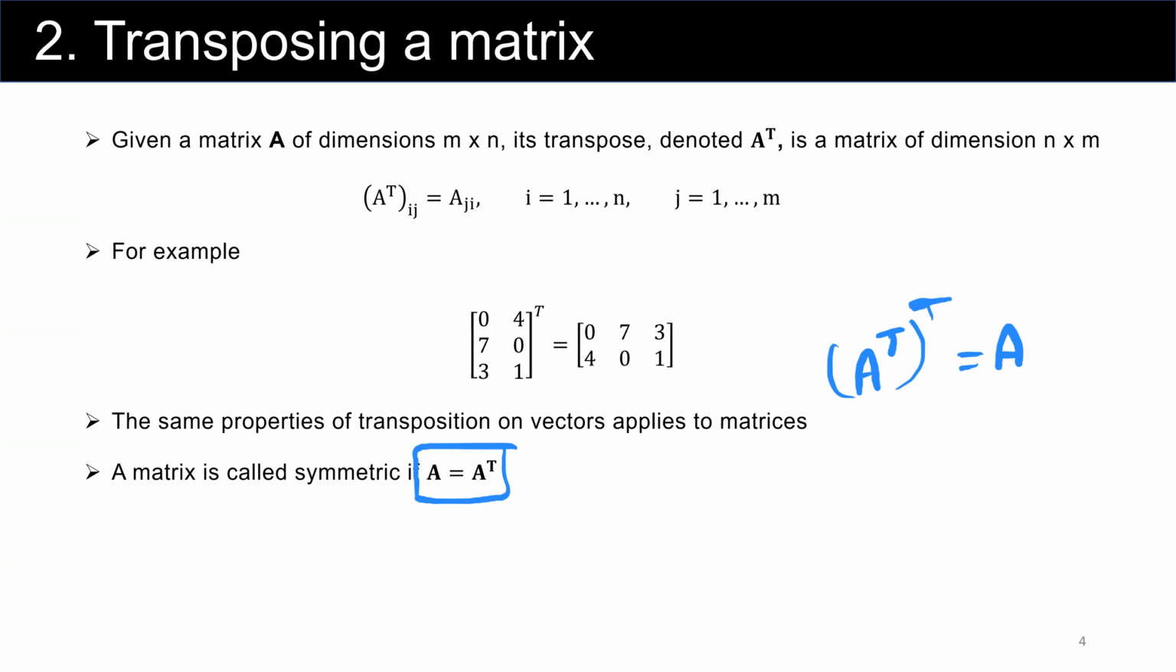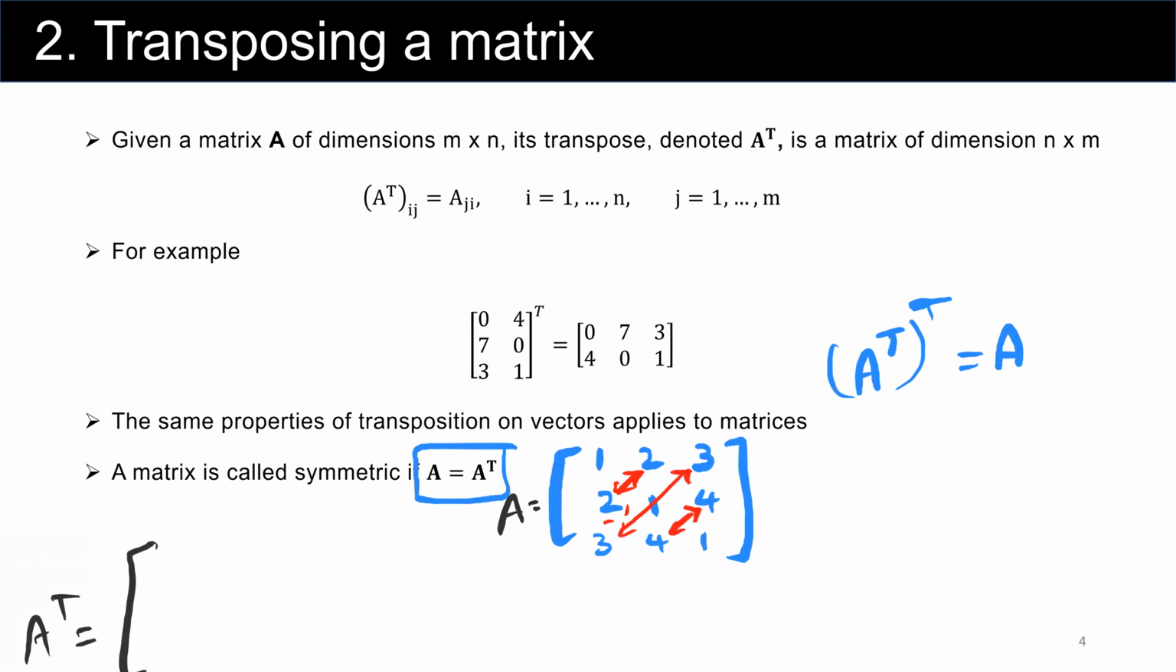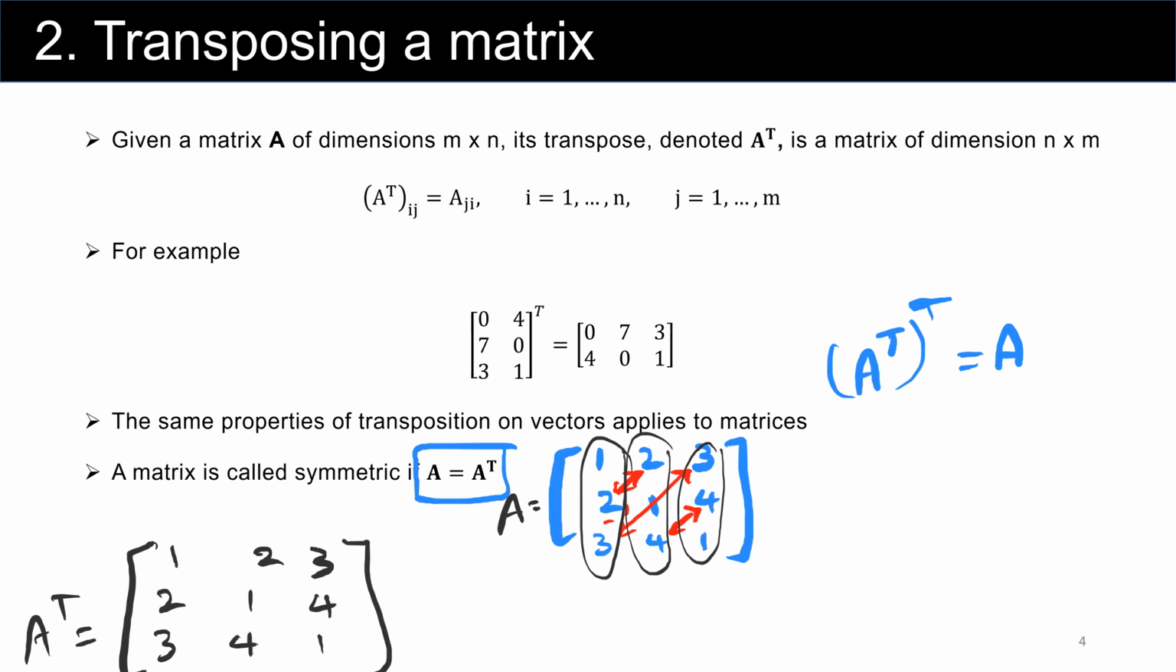Let's take a look at one example. All right. So just by looking at this matrix, you can see that it's symmetric. So these two elements are the same. 3 and 3 are the same. 4 and 4 are the same. But now let's try to find the transpose of this matrix. Let's call this matrix A. What is A transpose? As I said, visually, you can just consider columns of this matrix as rows of the transpose matrix. 1, 2, 3. 2, 1, 4. 3, 4, 1. All right. As you can see, these two matrices are identical. So A transpose is equal to A. So this is a symmetric matrix.